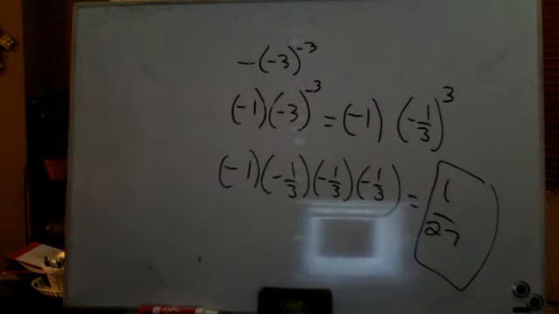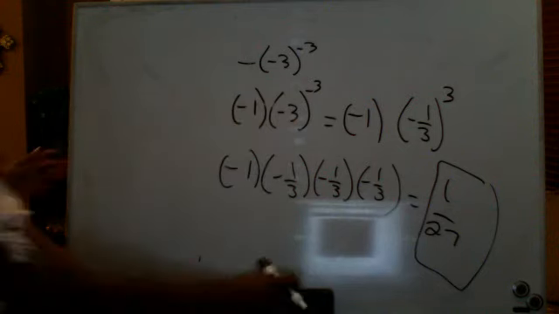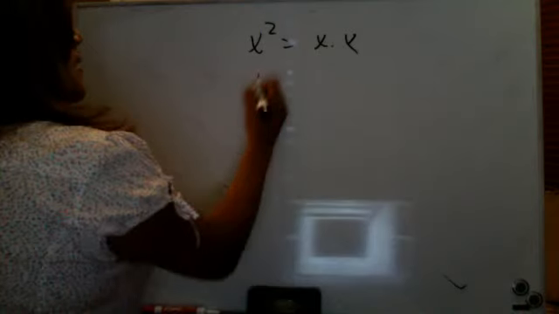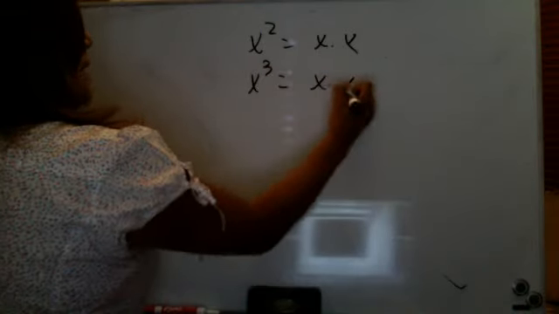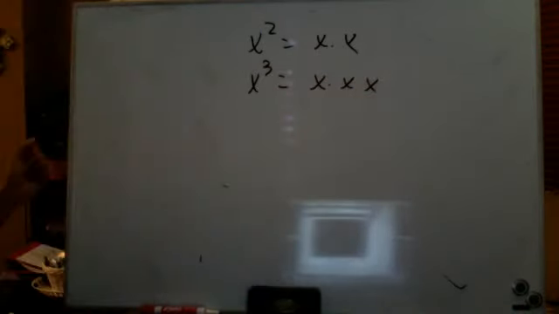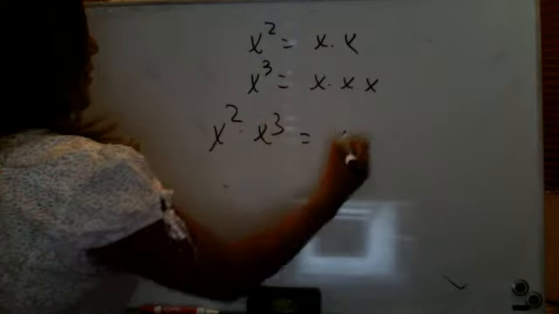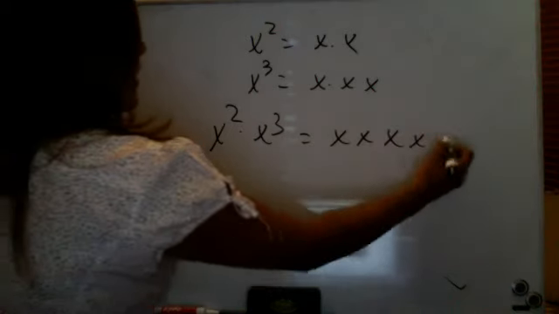Okay, what do we mean when we say x squared? Well, when we say x squared, we say x times x. When we say x cubed, we say x times x times x. Now, what if I wanted to multiply x squared times x cubed? I simply have x times x times x times x times x.